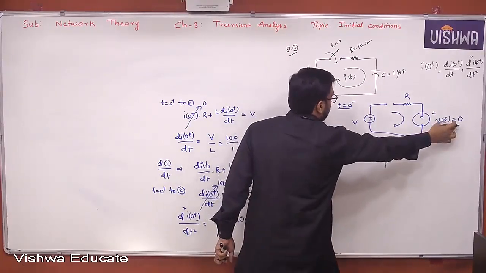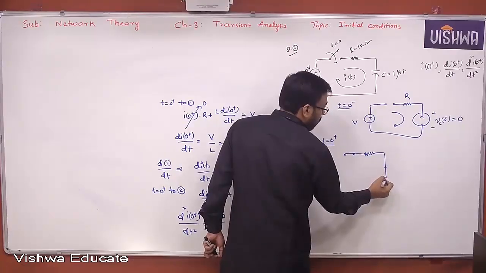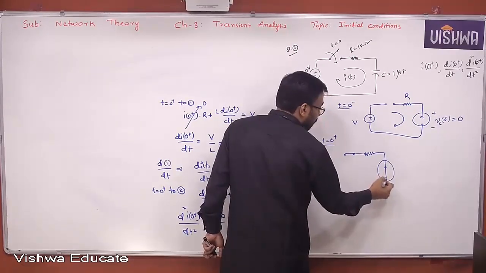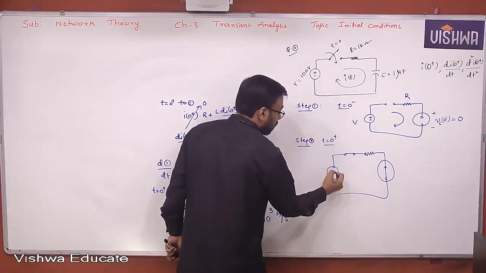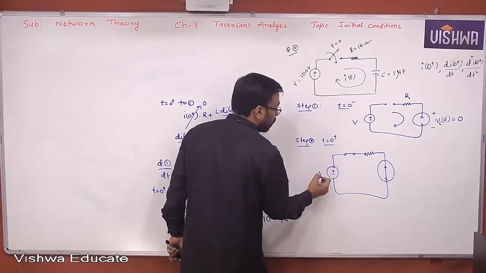Capacitor becomes what? Voltage 0 refers to what? Short circuit. We already learned this particular one in the table. We discussed it in the table. I think all of you remember that. Okay, what about this V?